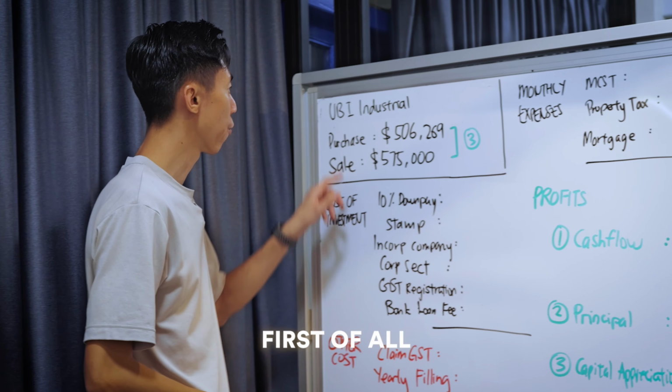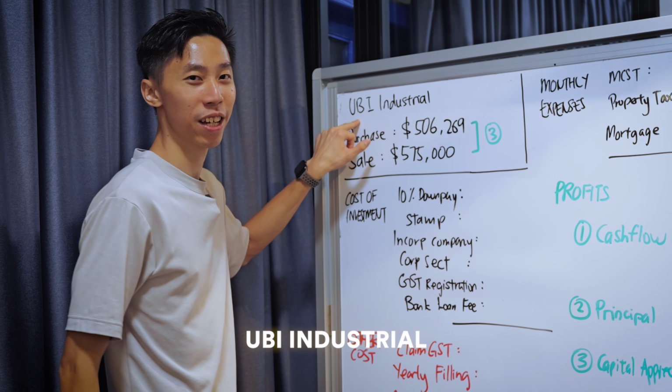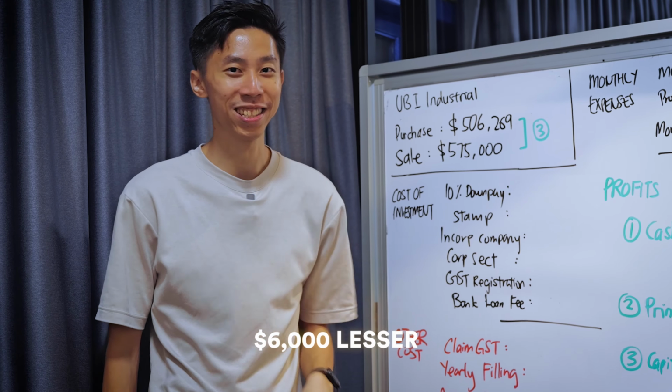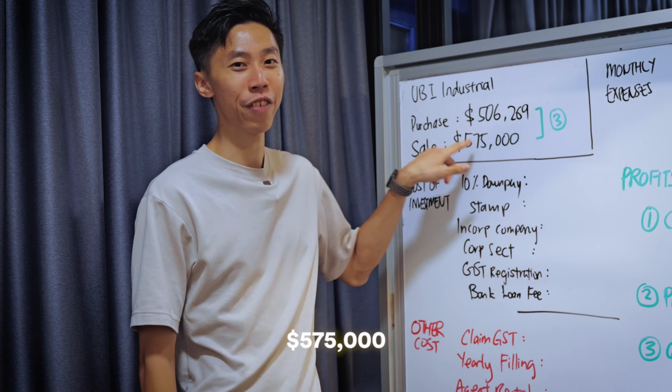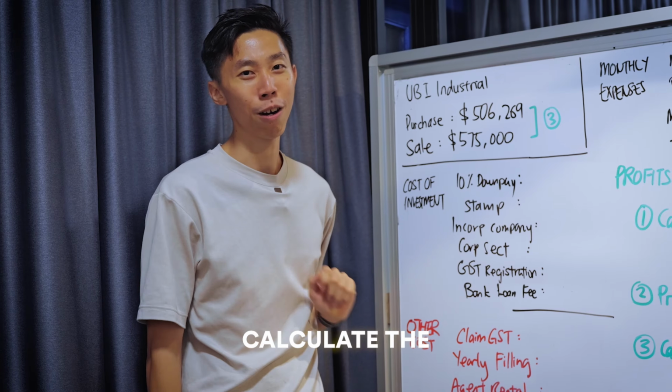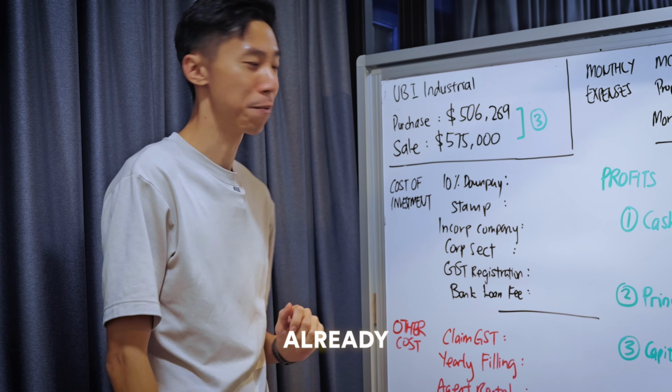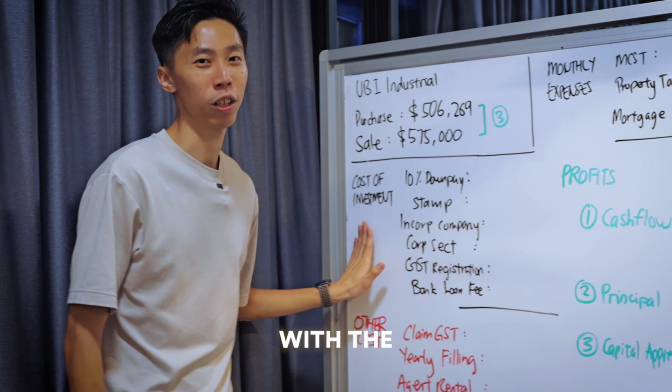Let's get started. First of all, this is the Ubi Industrial property number 3. The purchase price on video I said 500k, but actually it's 506k, which also means that my profit is actually 6k lesser. But anyway, I sold at 575, so immediately you can calculate the capital appreciation already. Now, let's start off with the cost of investment.